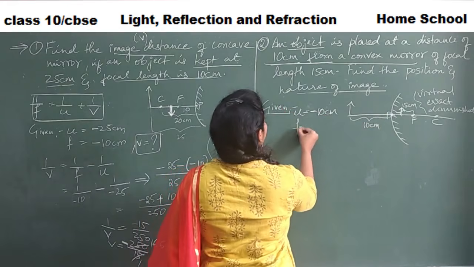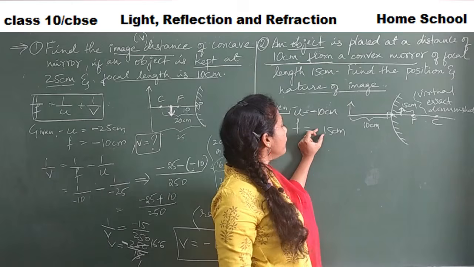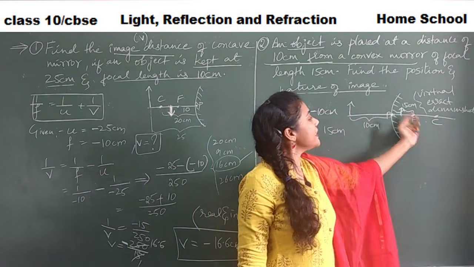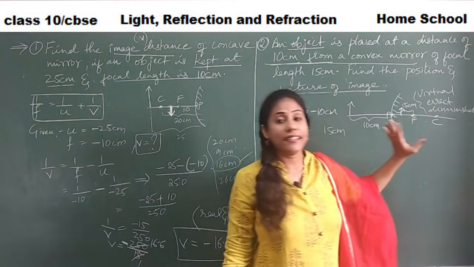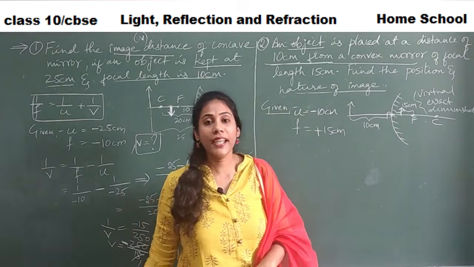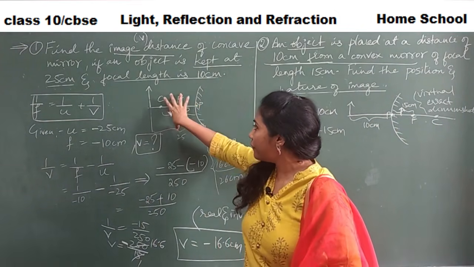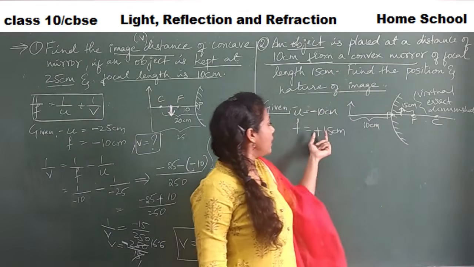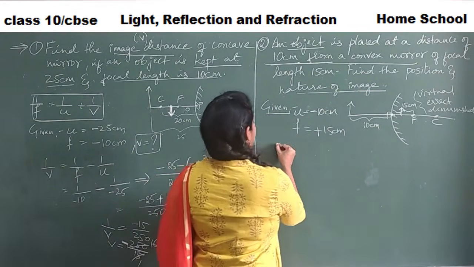Fine. And here the focal length is how much? 15 centimeter. Can you tell me which sign you will give for focal length, positive or negative? Definitely the focal length is coming behind the mirror. That means it is falling on the positive x-axis side, right? So the focal length value you are considering a positive value. Always, in case of a concave mirror, since it is falling in front, you take the focal length negative. In case of convex, the focal length always has to be considered a positive value. Okay, fine.